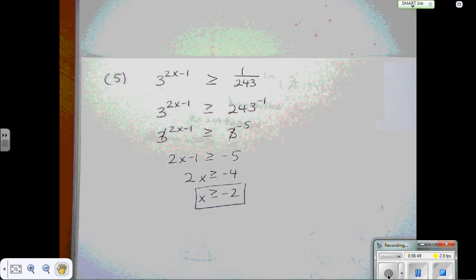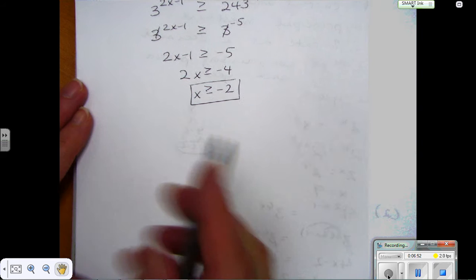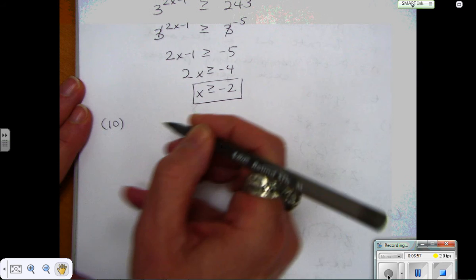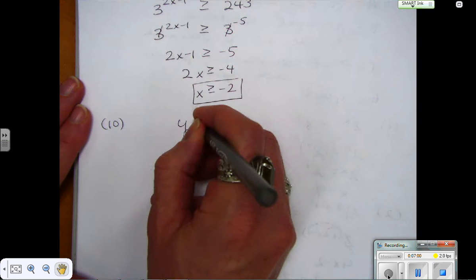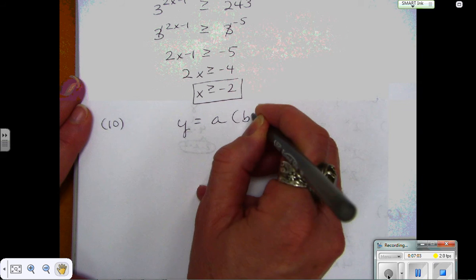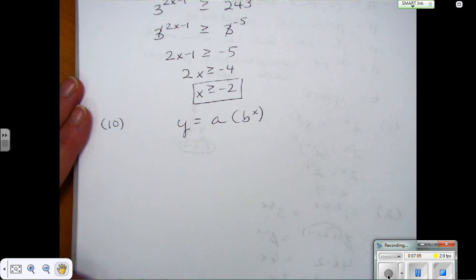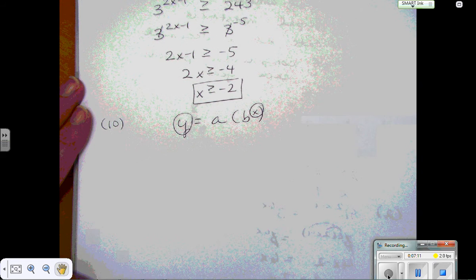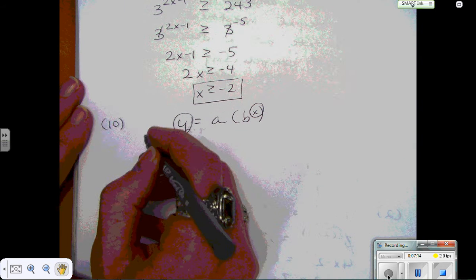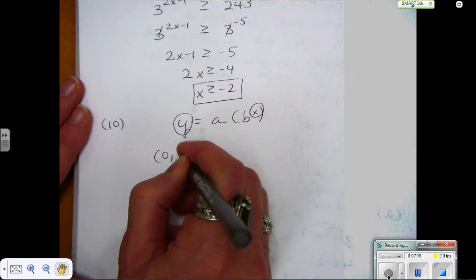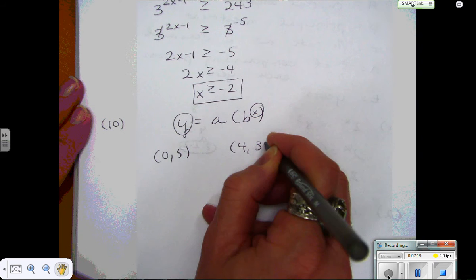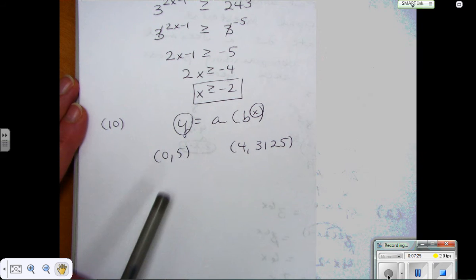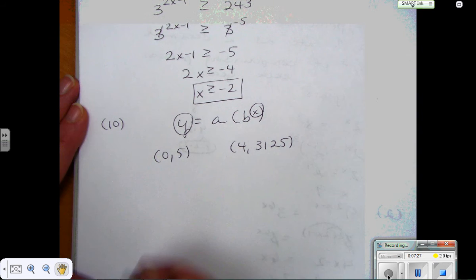Okay, so let's look at the bottom part. Number 10. It says write an exponential function for the graph that passes through the given point. And the form that you want to use for these is y equals a times b to the x. Your y and your x are going to stay variables. So these two stay variables, but I need to figure out the values for a and b. Okay, and on number 10 they give you 2 points, 0, 5, and 4, 3,125. They should always give you a point that has 0 for x. And this is the point I want to use first.